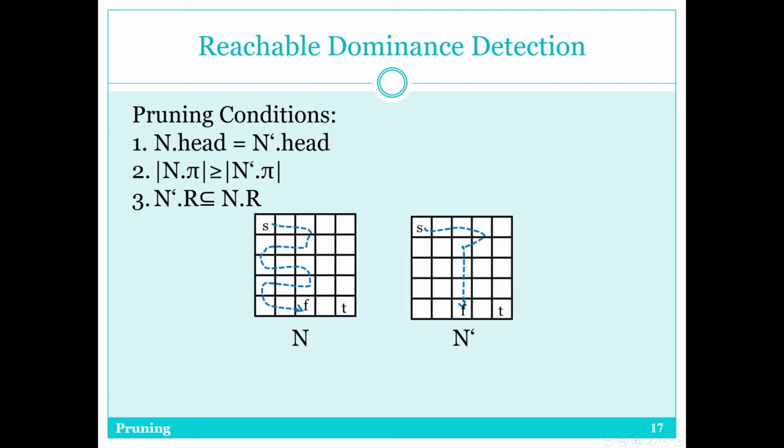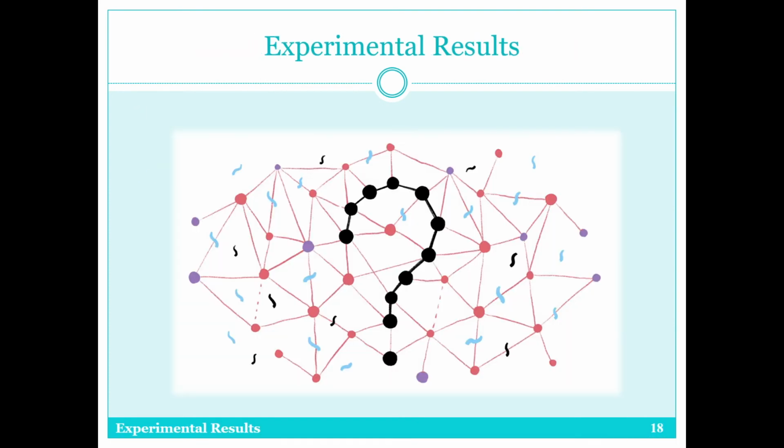Another example of a search node that will be pruned by the reachable dominance detection is this one. In this example, we will prune this one because here we traveled more, we share the same frontier location, and this reachable area contains this reachable area. So actually, this node is better.